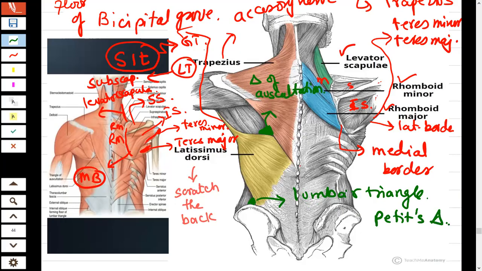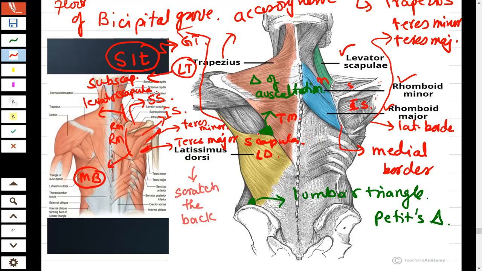Or it is also known as Pettit's triangle. Okay. Now you must know the borders of these triangles. Now see here. This is your which muscle? Now you can easily write yourself the borders. Trapezius muscle. Okay. This is your which muscle? Latissimus dorsi muscle. Okay. And this one, this is your what? This is your triangle formed by the border of your scapula bone.